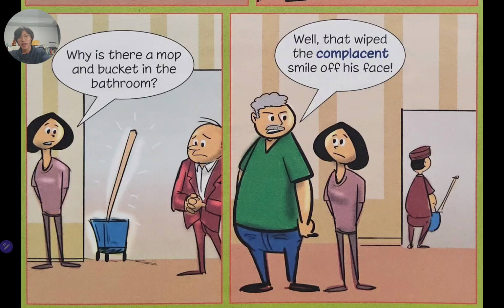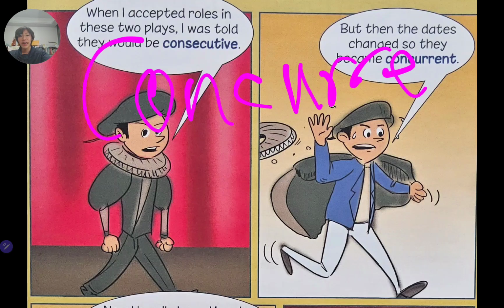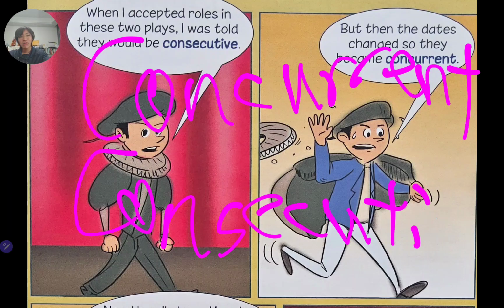I'm not exactly sure why he's mad about the mop in the bathroom. Alright, next up we have these two words. These are our last words for today, and it's concurrent and consecutive. Now when something's concurrent, that means they happen at the same time or at the same place. And when something's consecutive, that means it happens right one thing after another.